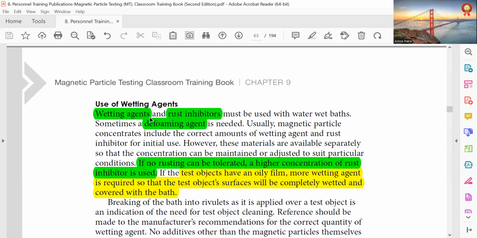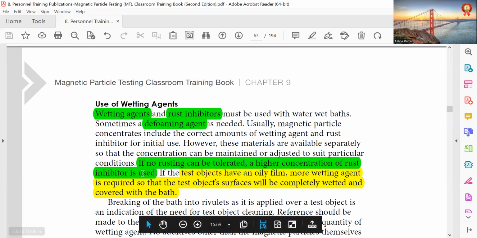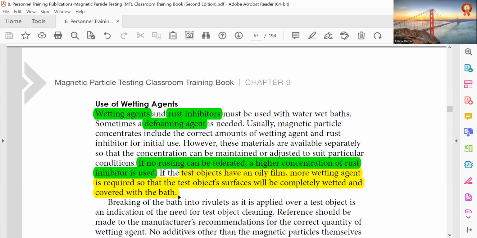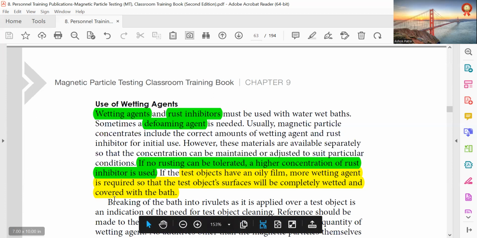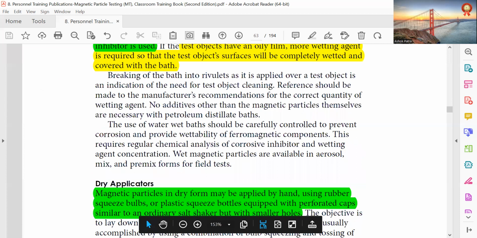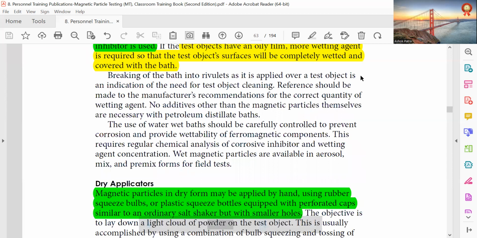The wetting agent wets the surface, rust inhibitors so that it will not rust, defoaming agents so that it will not form foam. If no rusting can be tolerated, a higher concentration of rust inhibitor is used. If the test object has an oily film, more wetting agent is required. The test object surface should be completely wetted and covered with bath. Breaking of the bath into droplets as it is applied over the test object is an indication of the need for test object cleaning.